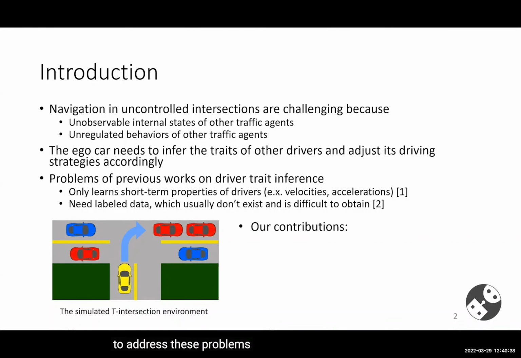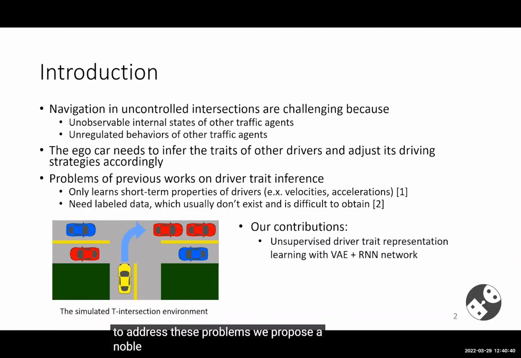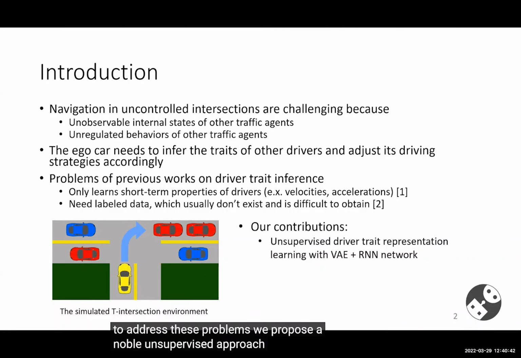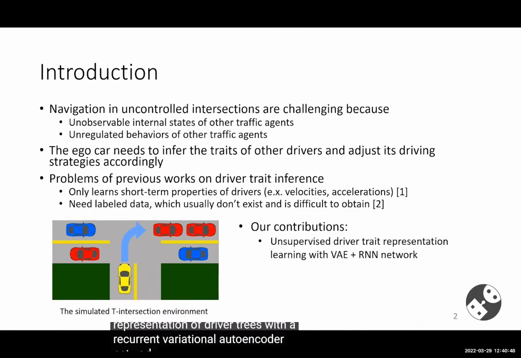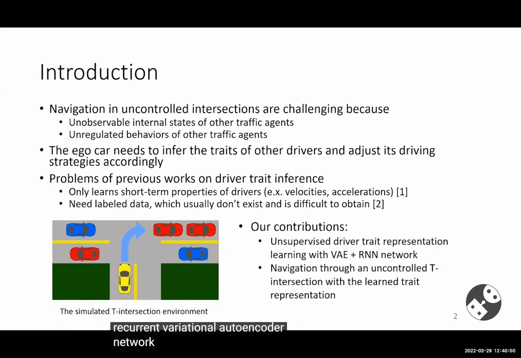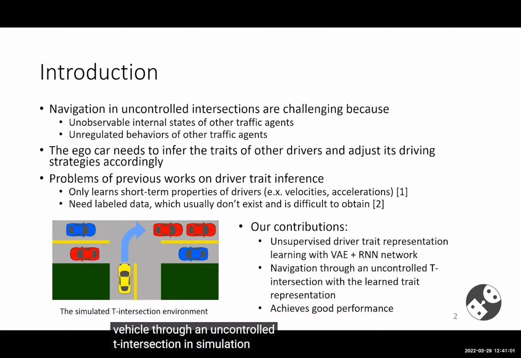To address these problems, we propose a novel unsupervised approach to learn a representation of driver traits with a recurrent variational autoencoder network. Then we use the trait representation to improve the navigation of an autonomous vehicle through an uncontrolled T-intersection in simulation. Our method exhibits promising results and outperforms previous works.